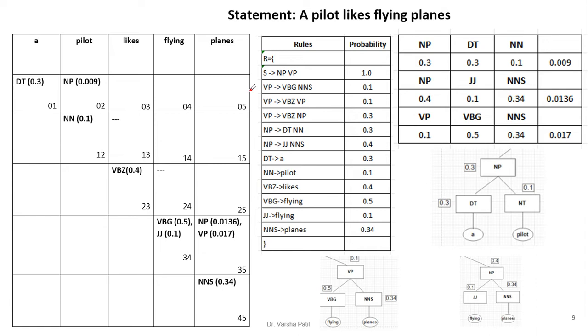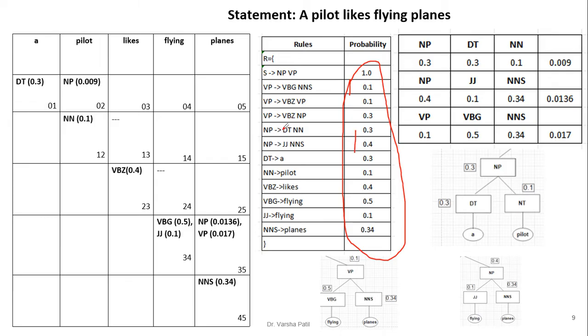Now the second example: a pilot likes flying planes. In my previous video I have already explained this example with the CYK parser, so I am not going to explain the example here. You have to understand the example, then only you will come to know what calculation is presented here. Now rules are given, and the rules are assigned probabilities. Now you can see that for NP, the summation is 0.7.